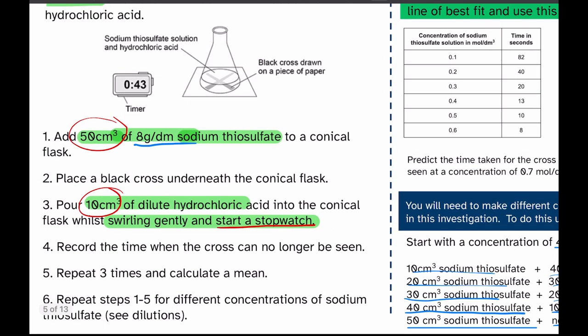What you do is you swirl it gently, and you put it back down, and you're just going to leave it until you decide that you can no longer see that cross. Again, another massive source of error. That's total opinion. You record those results down.